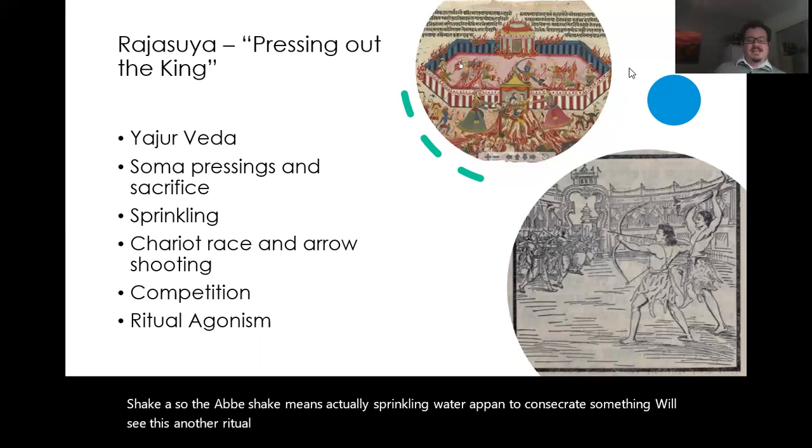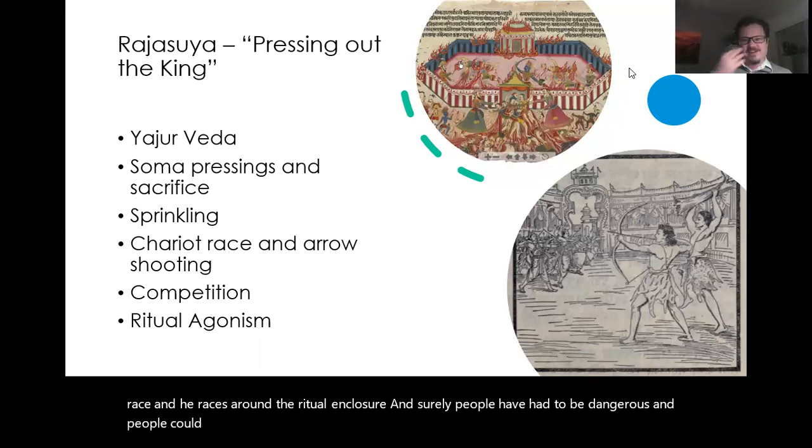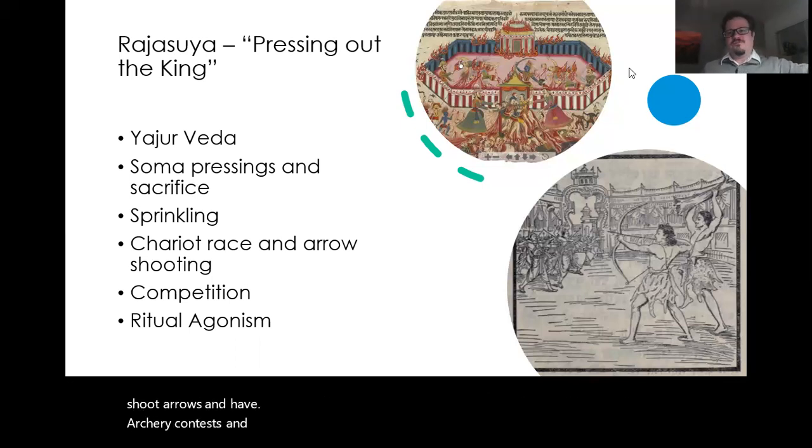Eventually, the king gets onto a chariot and has a chariot race, racing around the ritual enclosure. Surely this had to be dangerous, and people would get crushed by the king's chariot. We have some records of that. He would also shoot arrows and have archery contests and whatnot. So what is all of that? It's a ritualized form of battle.